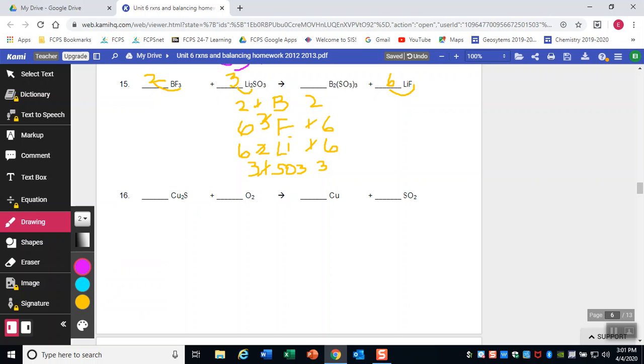Here we go. 2 borons and 2 borons, so check. And then 2 times 3 is 6 fluorines and 6 fluorines, so check. 3 times 2, 6 lithiums and 6 lithiums, check. 3, and this is all one thing, not 3 times 3, there's 1. So I've got 3 sulfates, and then here if I put a 1 there, 1 times 3, I've got 3 of these. So the sulfates are balanced. So everything's balanced. It's 2, 3, 1, 6.